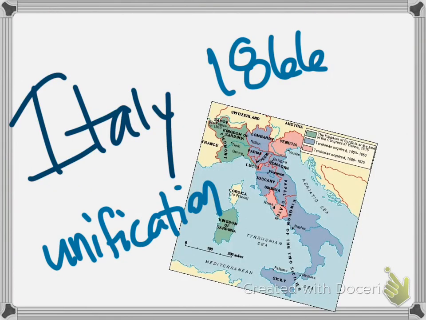Now, Italy in 1866 is going to unify. All those little states, this is the same map you saw earlier in the presentation, are going to become all one state. Now, that's important for you to understand because really a unified Italy benefits everybody.